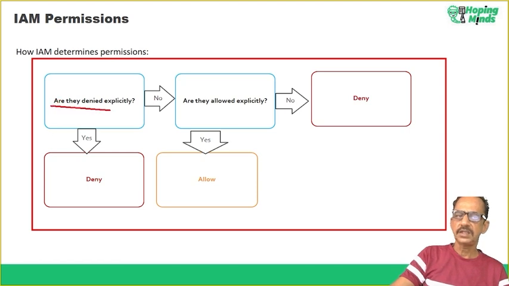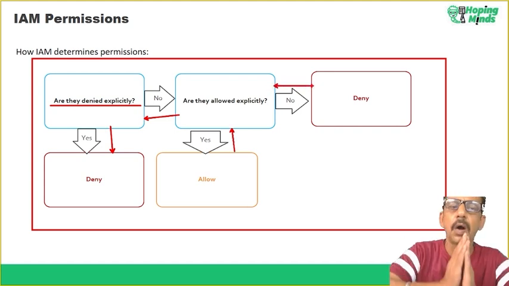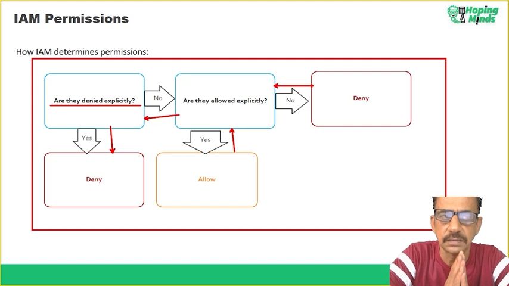It first checks if anything is denied. If there is an explicit deny, then deny. If no, then it will check for any allow permission. If there is an allow permission, then it is allowed. If no, it again gets denied. Deny always wins. Deny condition always wins.